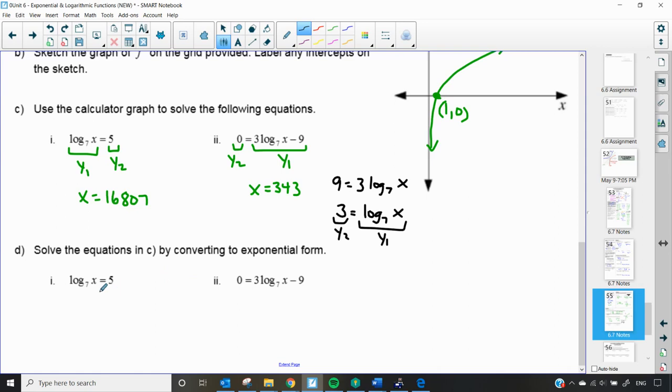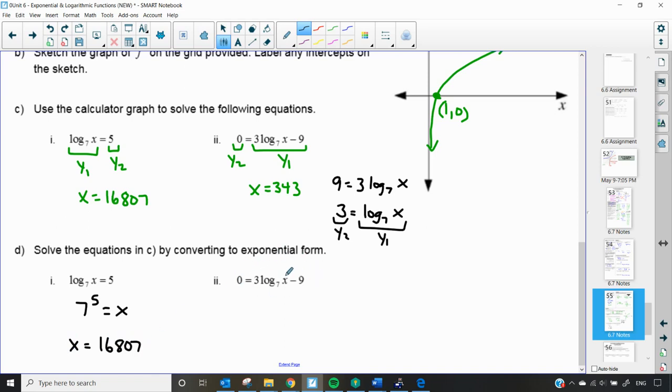All right, now if we were to solve these in exponential form, if I've got log base 7 of x equals 5, the first thing I'm going to do is rewrite in exponential form. So 7 to the 5th equals x, and if I put 7 to the 5th on my calculator, I'm going to get that x equals 16,807.